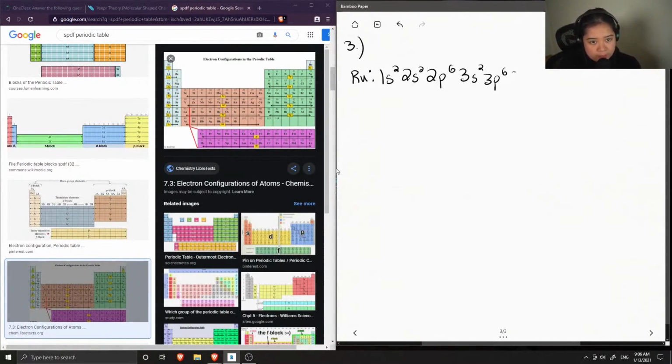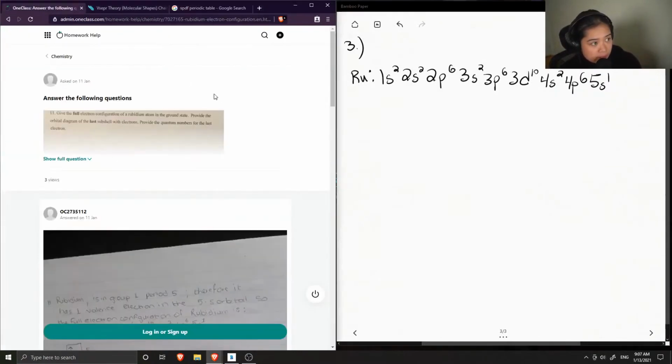So this makes it 3d10, and then 4s2, and then 4p6, and then 5s1. So this is the ground state electron configuration for the rubidium atom.